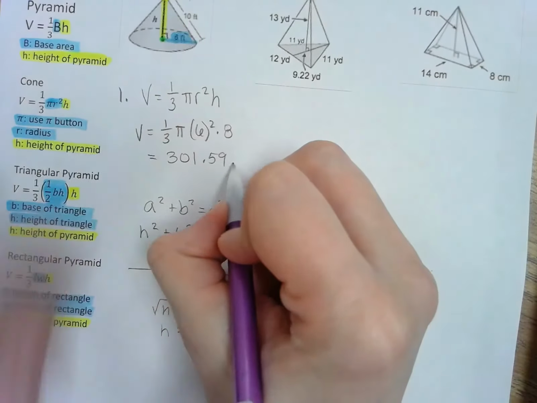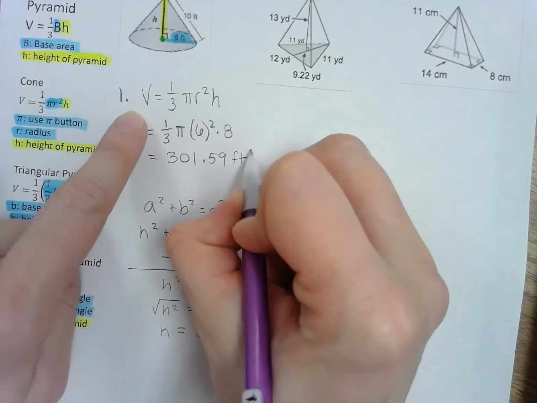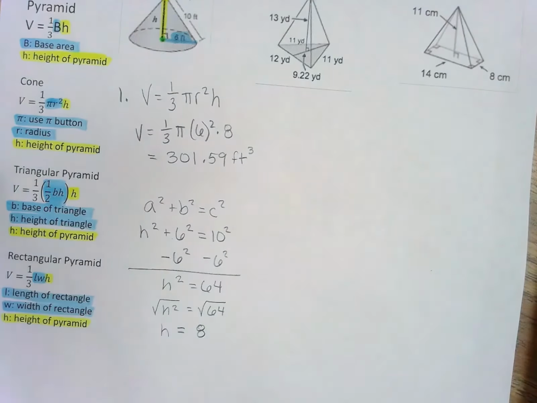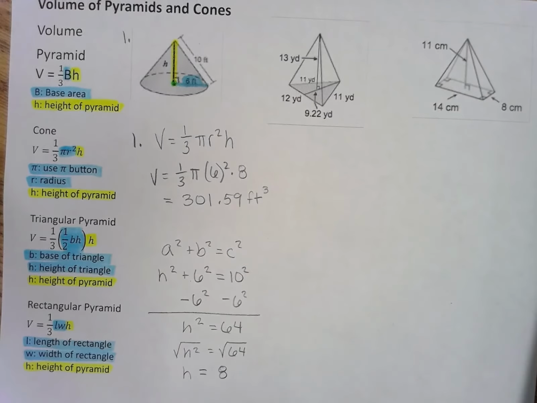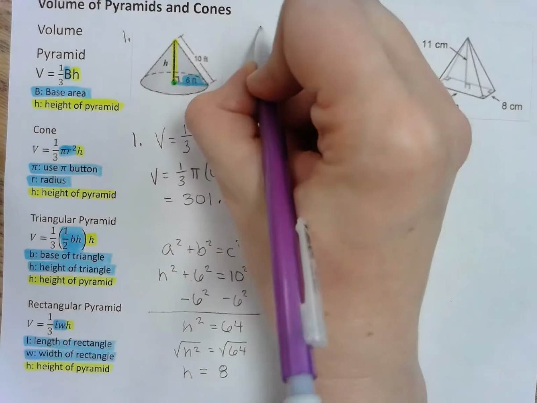We are in feet, so volume is in cubic feet. When you're calculating volume, it's in cubic units. Let's look at our second example.